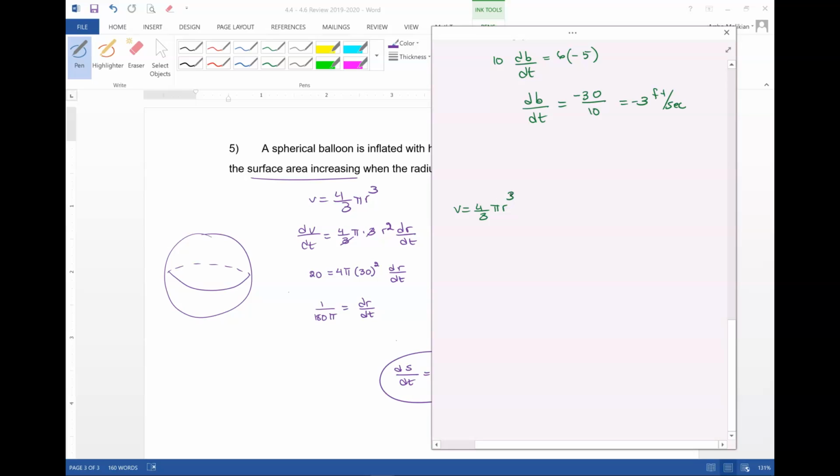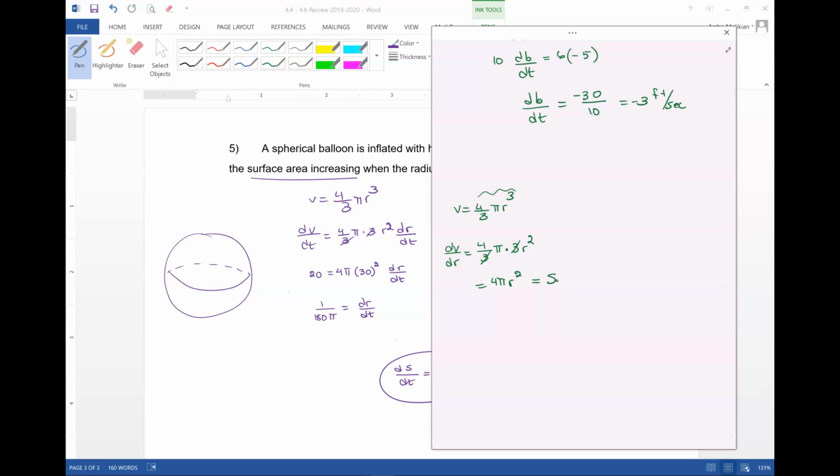Now if you take a derivative of this with respect to r, dV/dr, it would be 4/3 pi times 3r squared. And because it's with respect to r, we don't write dr, that's just 1. So what is that? 4 pi r squared, and that happens to be the surface area.